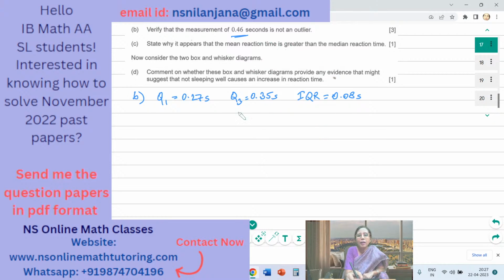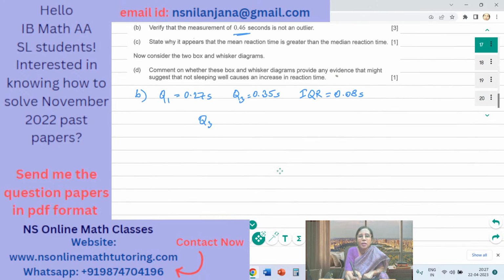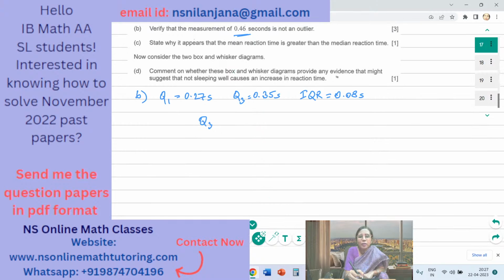And in order to check for an outlier, first of all, let us find Q3. I'm taking Q3 because the value that has been given to us is 0.46, which is more than 0.35. That is why we understand that it will be on the right side. If it had been, say, 0.10 seconds, then we would have taken Q1 because we would have tested whether it is an outlier on the left-hand side, whether it is smaller than the smallest admissible data. But this is on the right side. We have to check whether 0.46 is greater than the highest admissible data, which will not be an outlier.